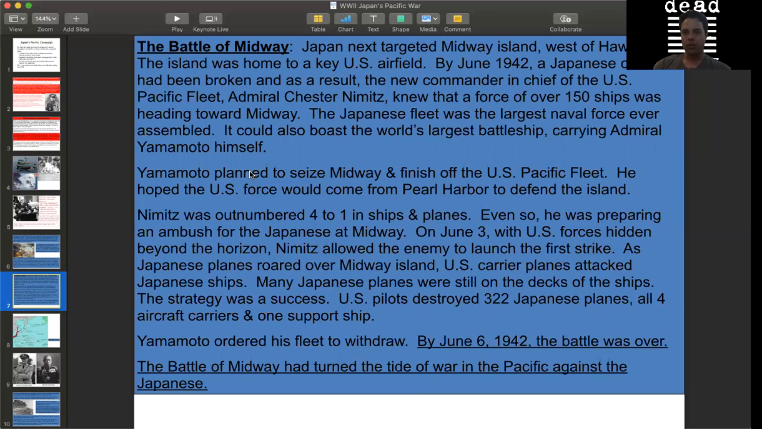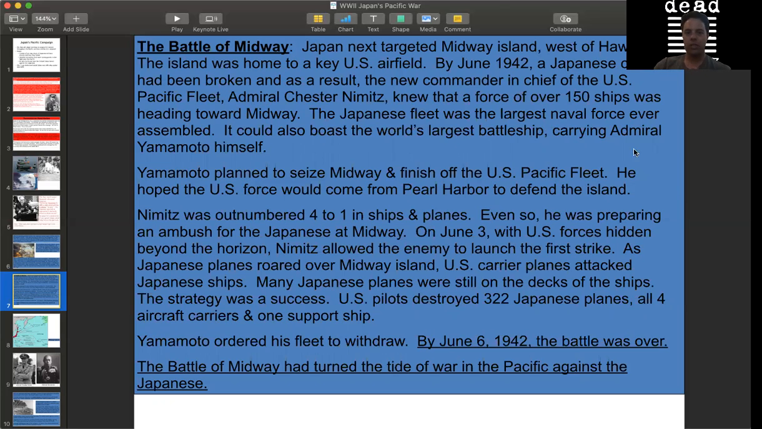So by 1942, a Japanese code had been broken, and as a result, the new commander of the U.S. Pacific Fleet, Admiral Chester Nimitz, knew that a force of over 150 ships would be headed towards the Midway Islands. The Japanese fleet was the largest naval force ever assembled up to that point in time. It also boasted the largest battleship, carrying Admiral Yamamoto himself, the leader of the Japanese forces.